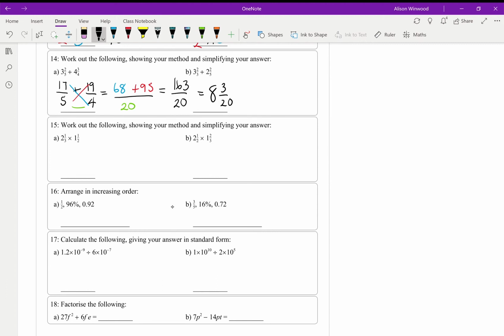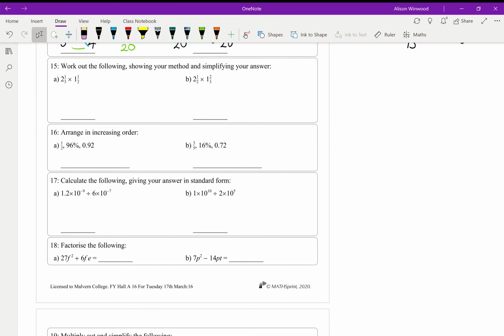For B, 3 and 2/3 is 11 over 3. 2 and 2/5 is 12 over 5. Then the same thing, so cross multiply one way, cross multiply the other way, straight multiply for the denominator, and then do the addition. So 55 add 36 is 91 over 15, which is 6 and 1 over 15.